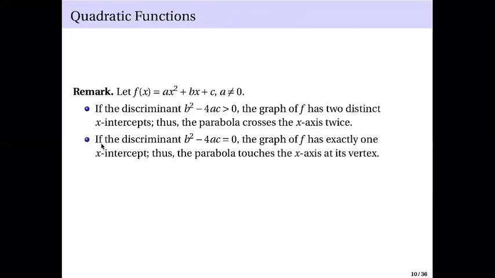Now, if the discriminant b squared minus 4ac equals 0, the graph of f has exactly one x-intercept. This means the parabola touches the x-axis at its vertex. Take note of the word touches. The other one says crosses. Here, the parabola only touches the x-axis at its vertex.